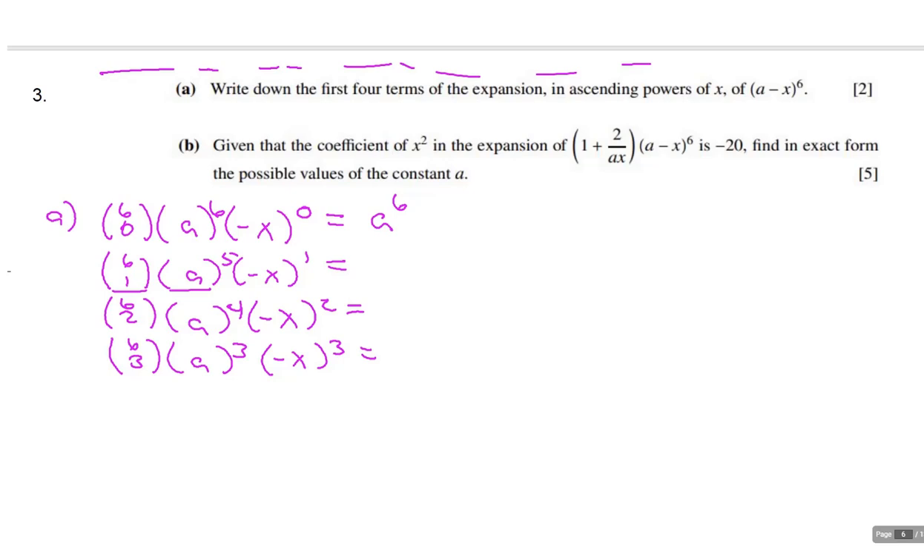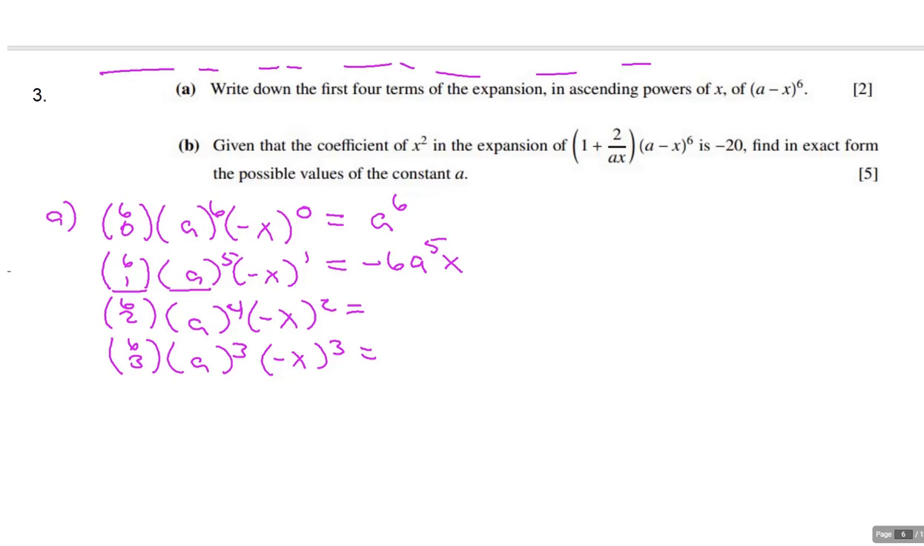6 a to the 5th, and then negative x. So it'll be negative 6 a to the 5th, right? And then x, right? All right, now this one we got to do.